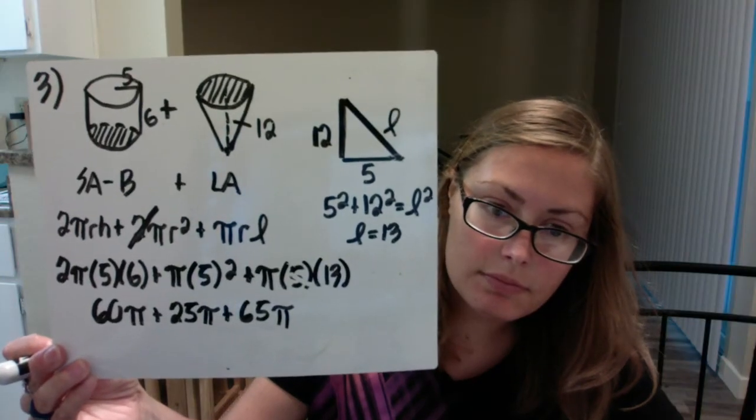Simplify everything, we get 60 pi plus 25 pi plus 65 pi. Add all those together, we get 150 pi. And it wants our answer to the nearest whole number, so that's 471 feet squared.